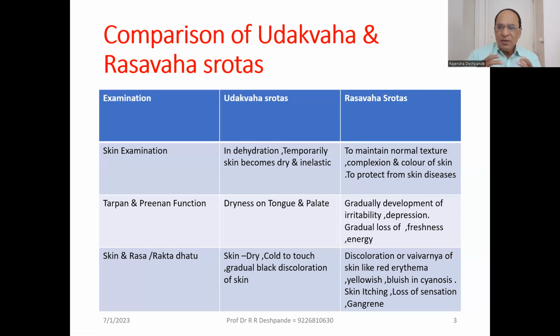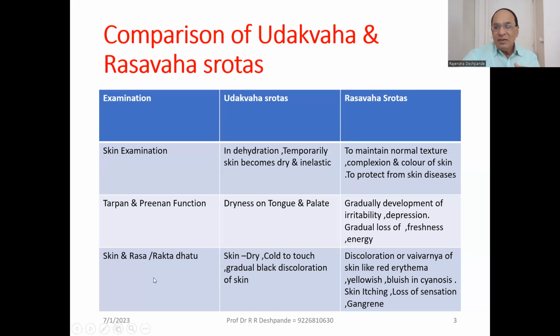For example, the person becomes irritable at all times. He may have depression. There may be a gradual loss of freshness, energy, and enthusiasm when there is a problem with the Rasavaha Srotas. So these problems are of longer duration and chronic in nature. Because Rasadhatu is continuously manufactured and wear and tear is going on, and Rasa Dhatu is always Dharana Dhatu, they make the body and mind stable. So Udakavaha is for instant effects and Rasavaha is for long-term benefits or long-term damages.